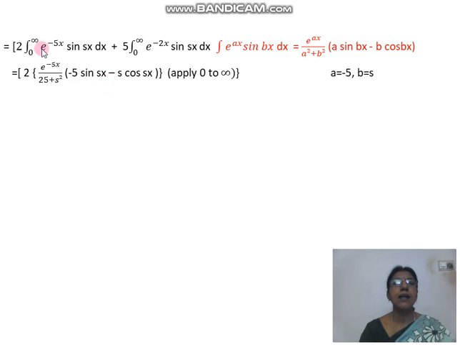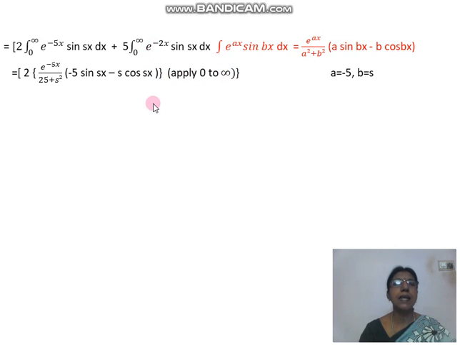Now we apply this formula for the first one, where a is equal to minus 5 and b is equal to s. Now it becomes 2, the constant already, e power minus 5x, as it is, e power ax, by a square plus b square, meaning minus 5 square, 25 plus s square, into a sin bx, where a is minus 5, so minus 5 sin sx minus b cos sx, meaning s cos sx. Apply the limits 0 to infinity.